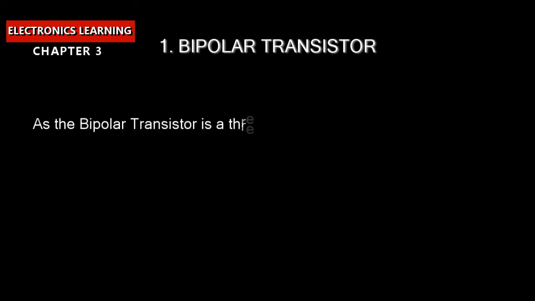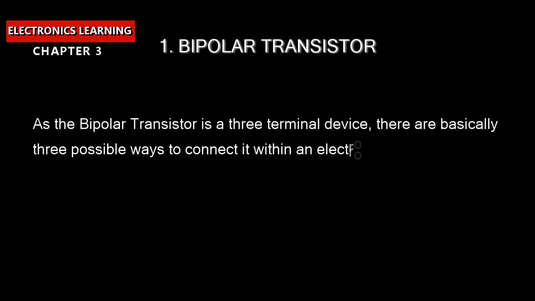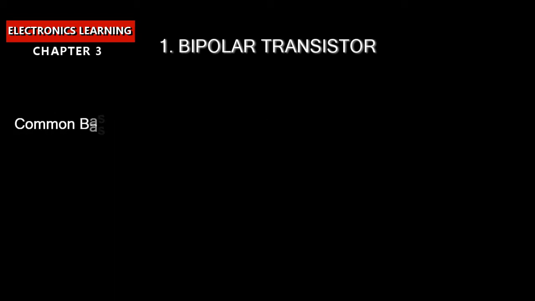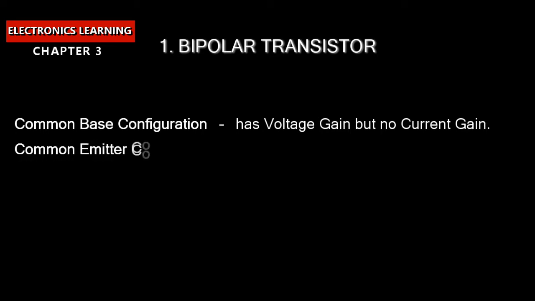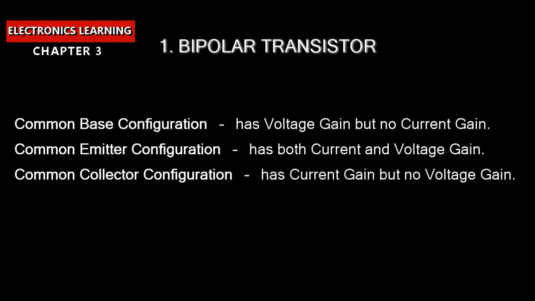As the bipolar transistor is a three-terminal device, there are basically three possible ways to connect it within an electronic circuit, with one terminal being common to both the input and output. Common base configuration has voltage gain but no current gain. Common emitter configuration has both current and voltage gain. Common collector configuration has current gain but no voltage gain.